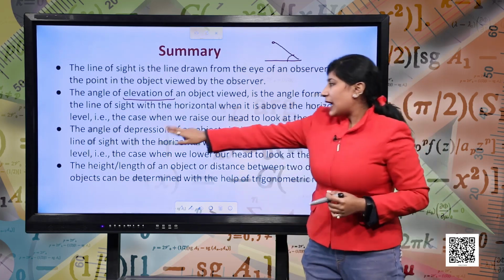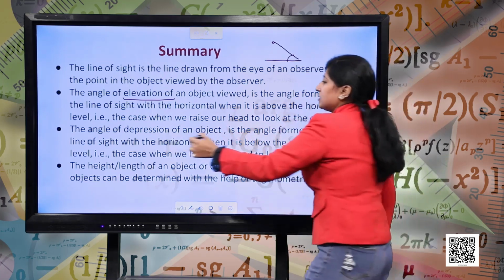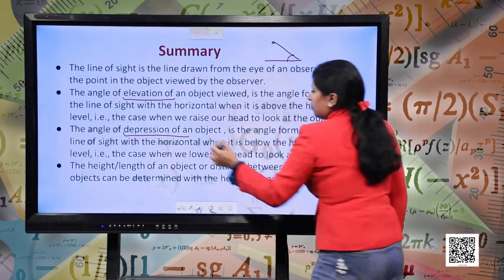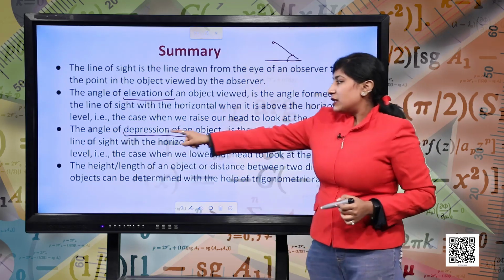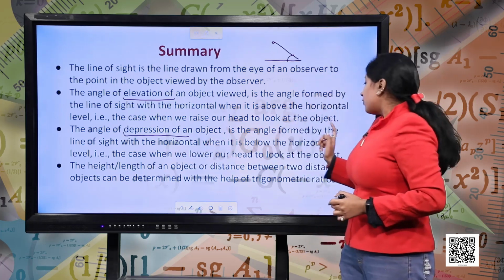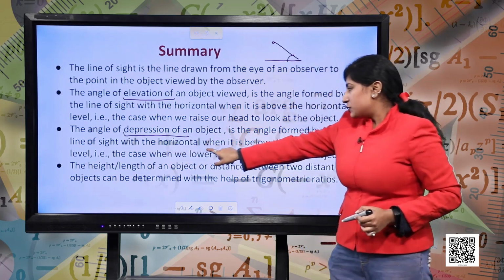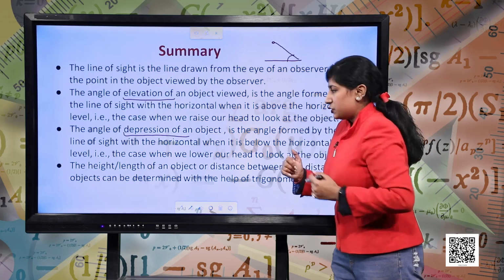In the same way, the angle of depression of an object. Angle of depression of an object is the angle formed by the line of sight with the horizontal when it is below the horizontal.